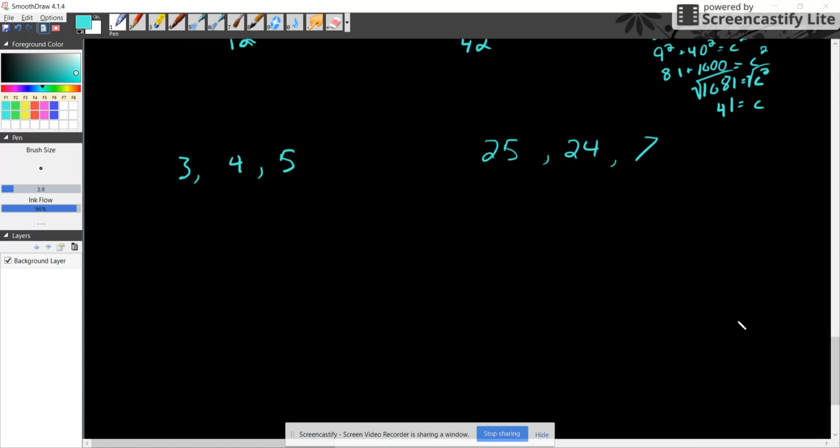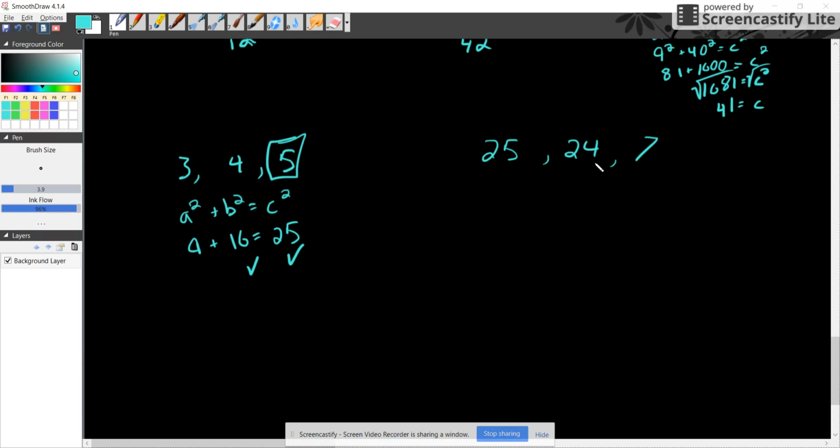Okay, let's check these triplets. 3, 4, 5. Does this fit our pattern? You might have to try, but I'd always put the longest one in c squared because our hypotenuse is always longer than the legs. So a squared plus b squared is equal to c squared. 9 plus 16, is that equal to 25? Yes, it is.